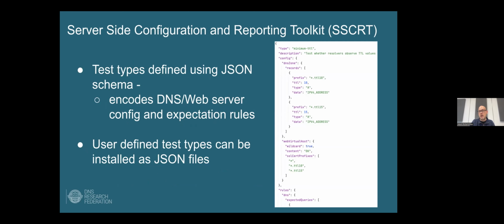So you can see in the example on the right here, we have configured some DNS zone with a number of different records. This is showing a TTL test, as well as configuring the web server as well. And we can also configure the rules and expectations as part of that process as well. So the idea being that ultimately, creating a new test would be as simple, hopefully, as writing a JSON file, in terms of configuring and tweaking the tests that are built in as well.